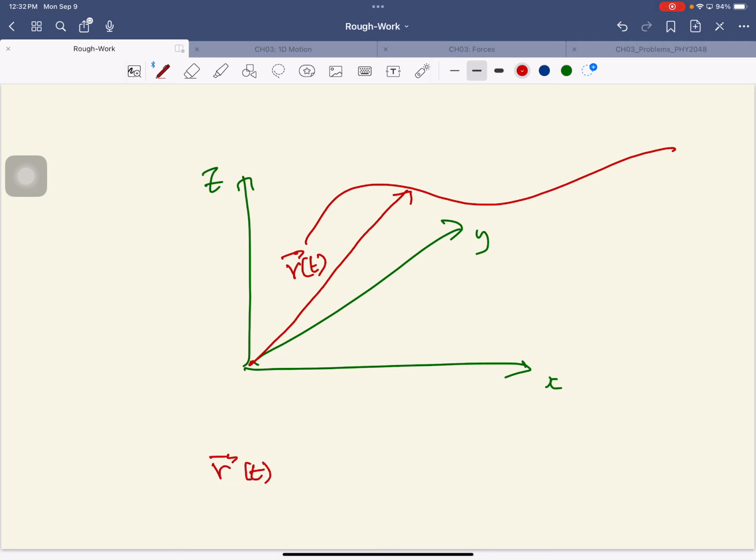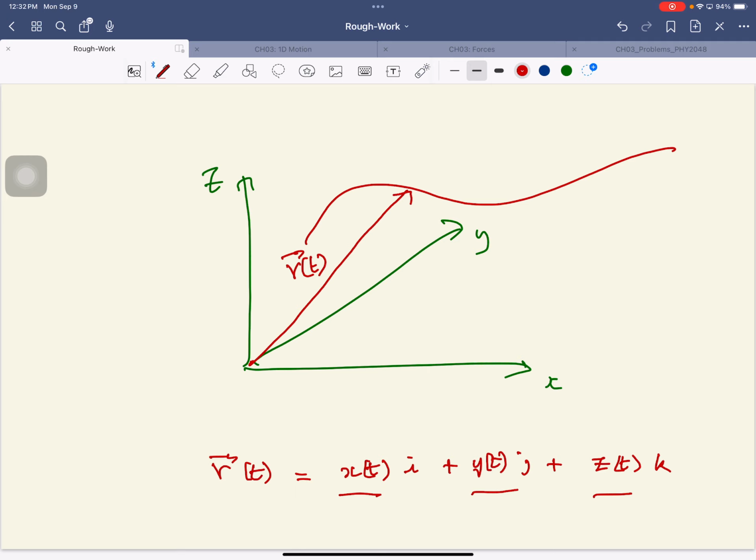Here's the location, and I'm giving it to you in 3 dimensions. What they're asking you is, what is its x coordinate as a function of time? What is its y coordinate as a function of time? And the z coordinate. So when somebody asks you to describe a motion, what they're asking for is these 3 functions. And we'll learn this over the next two or three chapters.